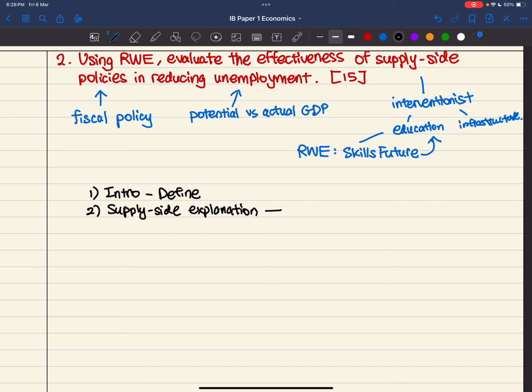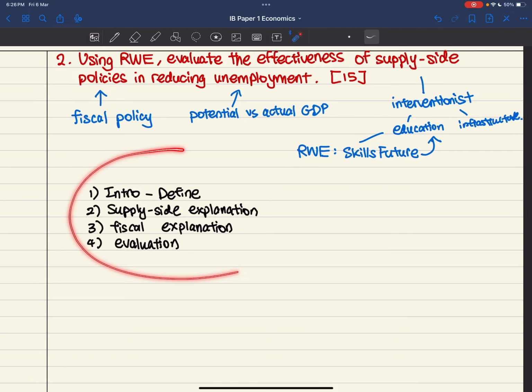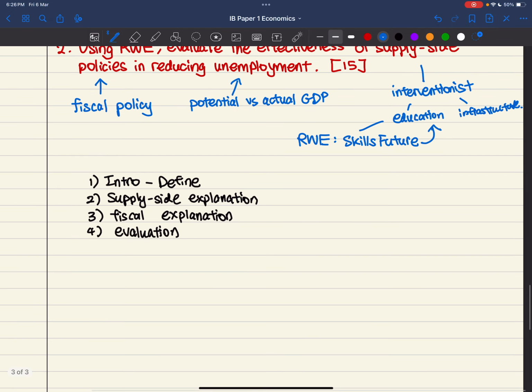Okay, for some questions, you can either choose this to be stronger than this, or in this case, it really depends on the economy, as I'll show you. Just make sure you have in mind to focus on one. After that, we do fiscal, explanation, and then we do evaluation. Okay, so nothing too hard as in the structure. How we actually do it, let's do it right now.